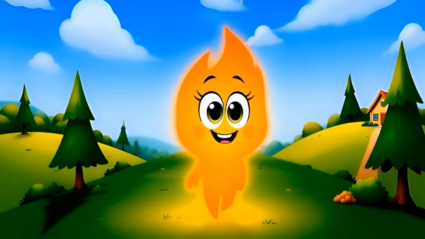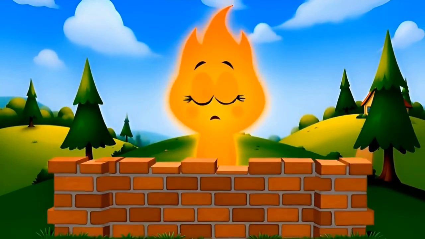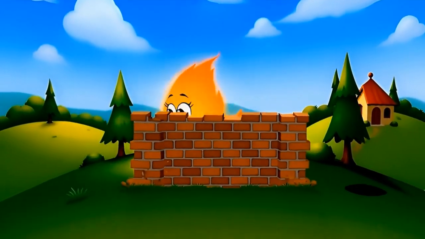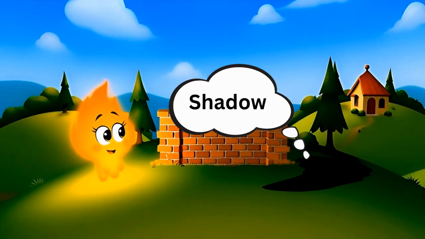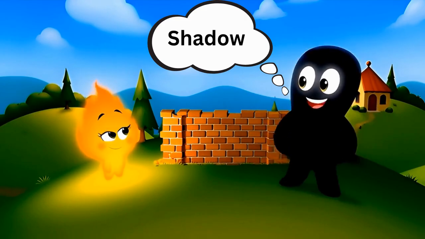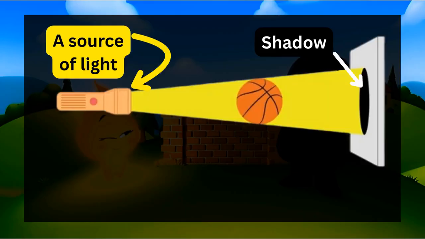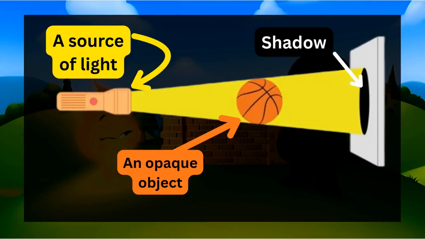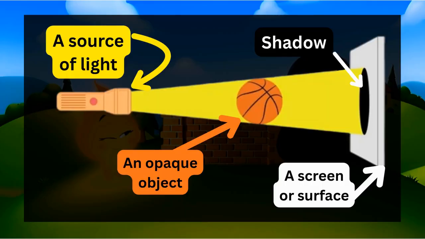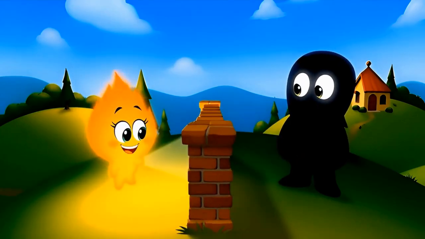But do you know what happens when light is completely stopped? That's where I appear. I am shadow. I am formed when light is blocked by an opaque object. For me to exist, three things are necessary: a source of light, an opaque object, a screen or surface. Remove any one, I disappear.